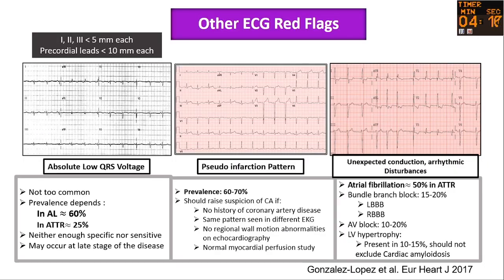This is another sign. The most frequent sign in ATTR is the pseudo-infarct pattern in V1, V2, V3. It looks like somebody who has myocardial infarction, but actually it is chronic over time, and with the troponin, you don't have the same kinetics over time.